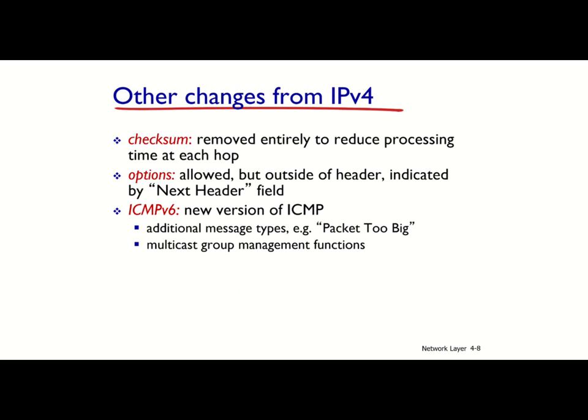Also, in IPv6, the checksum is removed entirely to reduce the processing time at each hop. And since the header length has to be fixed at 40 bytes, options are allowed, but outside of the header, using the next header field. Also, ICMPv6 is the new version of ICMP. As I said before, ICMP was the protocol designed for IPv4. Now ICMPv6 is adapted to IPv6.